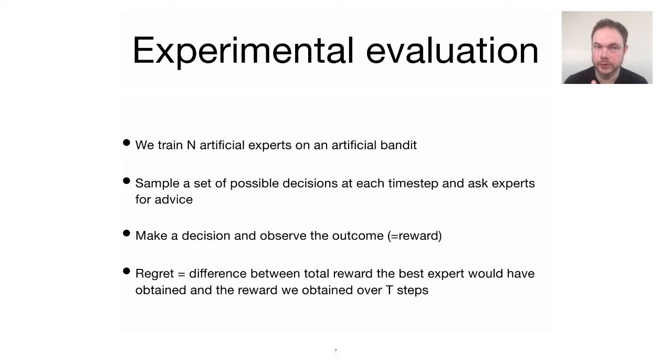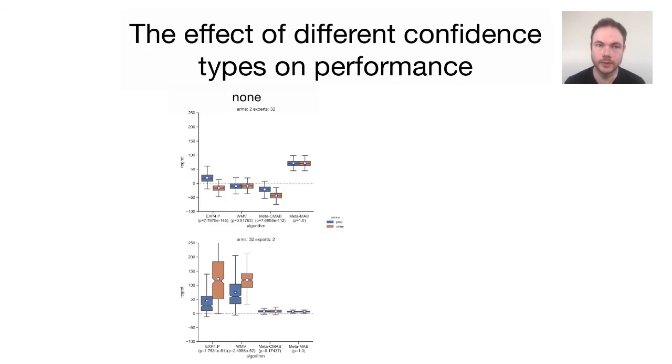Now, we measure performance in terms of regret. We look at how well the best expert would have performed over t steps and subtract from that how the algorithm performed. So a negative regret means we outperformed the best expert. Let us first look at our baseline performance without confidence estimates. We looked at either having lots of experts and few arms, which is on top, or having a lot of arms but only a few experts on the bottom.